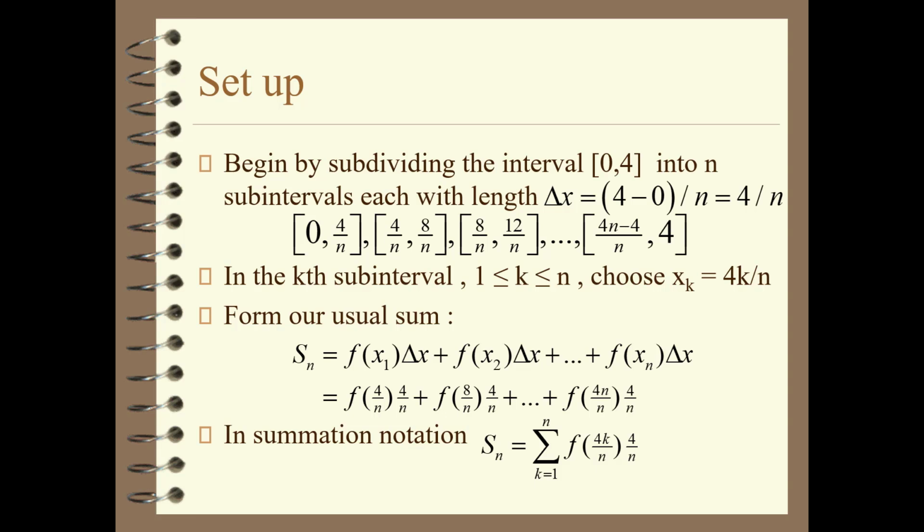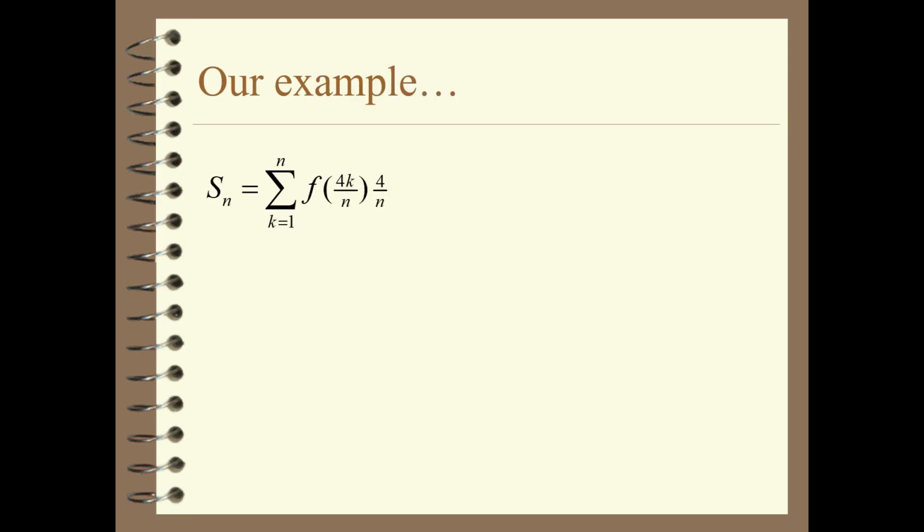It was the function evaluated at a plus k times b minus a over n. That function evaluation multiplied by b minus a over n. And then you would just take those products and sum them up as k goes from 1 to n. So let's evaluate that sum.